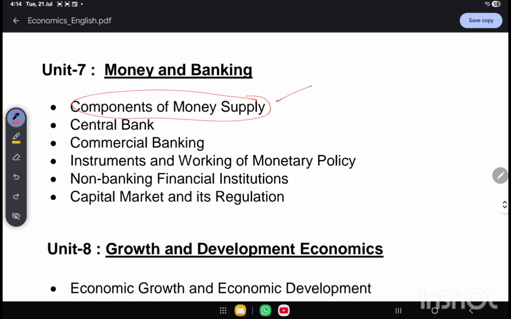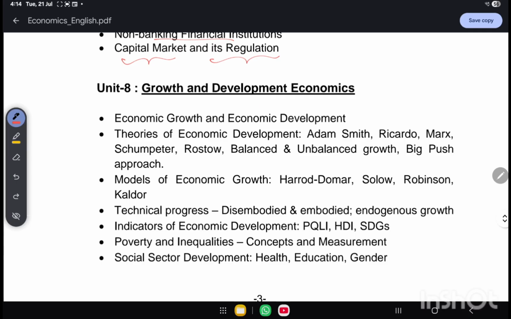So the components of money supply, the central bank, commercial banking, and the instruments and working of monetary policy, and related to non-banking financial institutions, what is the capital market, how it can be regulated. This will be in unit 7.